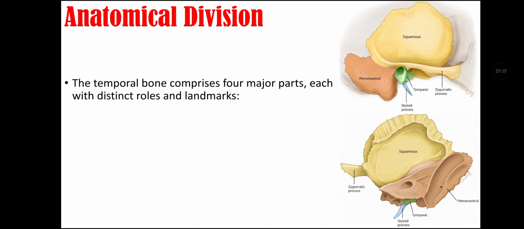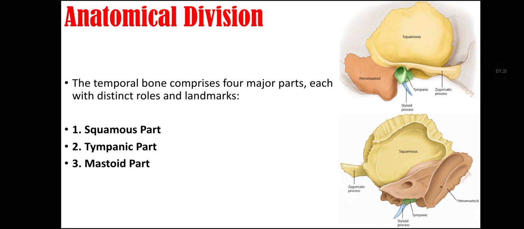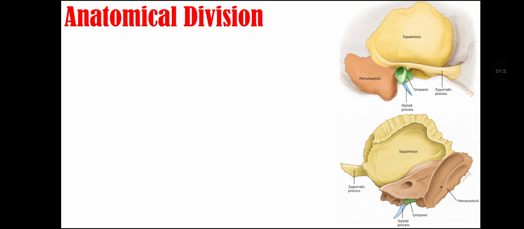Anatomical division of temporal bone. Temporal bone comprises four major parts, each with distinct roles and landmarks. First, it has squamous part, second tympanic part, third it has mastoid part, and fourth part is petrous part. All of these parts you can appreciate here in the diagram: the squamous part, the petromastoid part, tympanic part, and mastoid part. Now let's talk about these parts one by one.